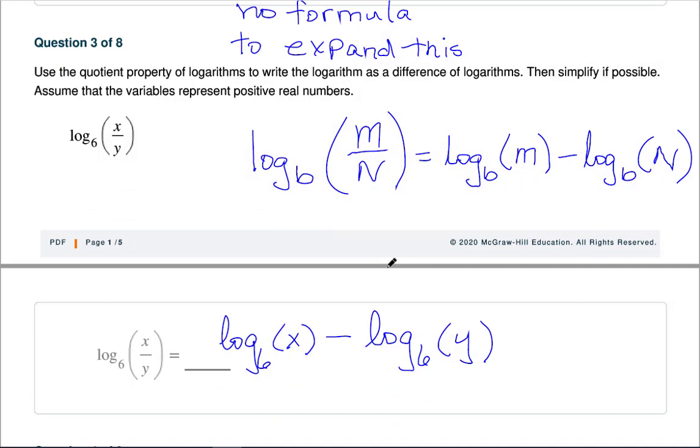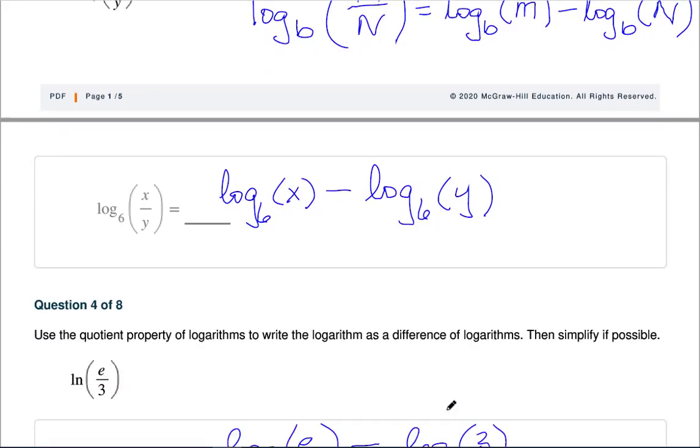Question 3 is fairly straightforward. We have a log of a quotient. And a log of a quotient goes to log 6 of the top minus log 6 of the bottom.